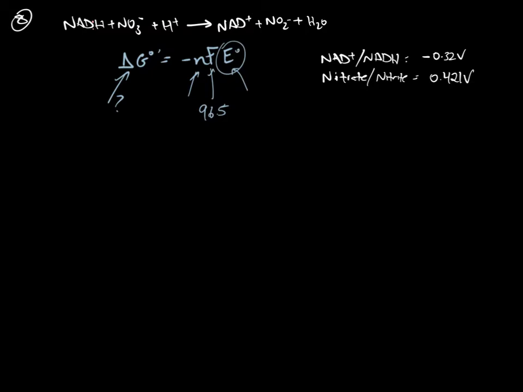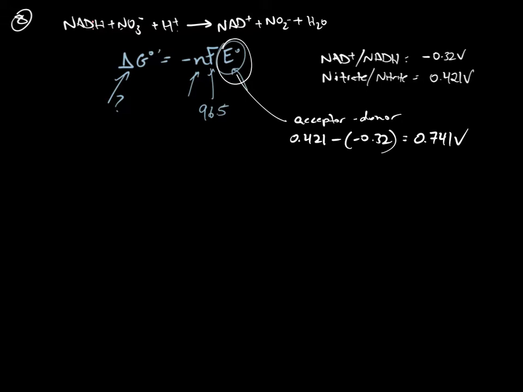Okay, so the way that we calculate E is we do the acceptor couple minus the donor couple. So the acceptor minus the donor. The acceptor here is 0.421, and then minus the donor, which is negative 0.32, and that gives positive 0.741 volts as this E value. So that is here. So we've got this now.